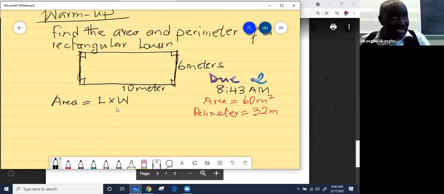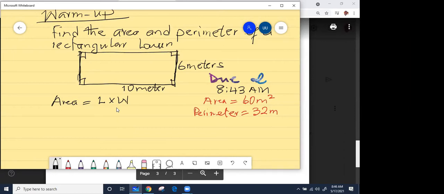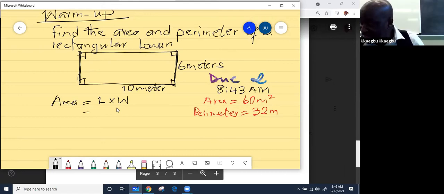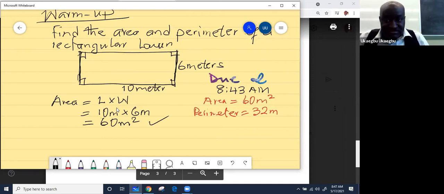Joshua, does that tally with what you had in mind? Okay, so that's the formula. So now what he said is he just multiplied the length, 10 meters, by the width, 6 meters, and then 10 times 6 is, he got 60 meter times meter. That's meter squared. All right. So now let's check that out as correct.